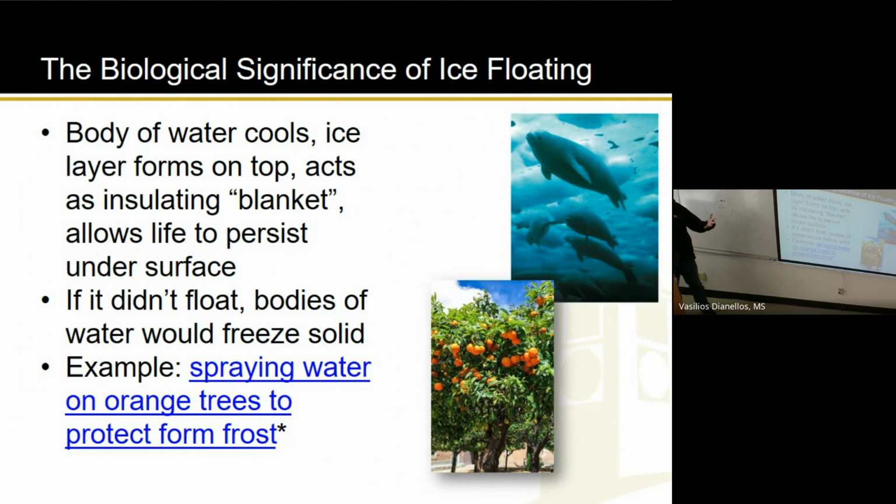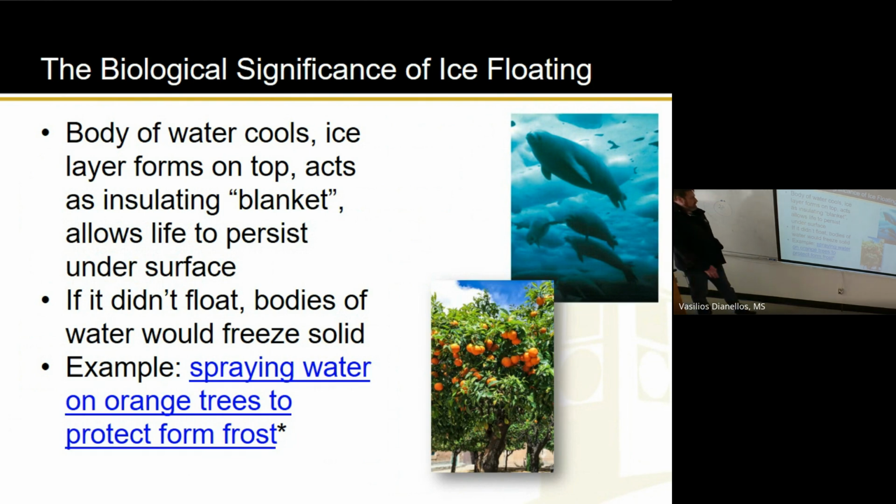I know it sounds weird to think of an ice as a blanket, but it is. It's cold, but it's not as cold as the air. So because of that, we have liquid water. If it wasn't for that, if it wasn't for the fact that ice floated on top, things would just freeze up and we wouldn't have life as we know it.